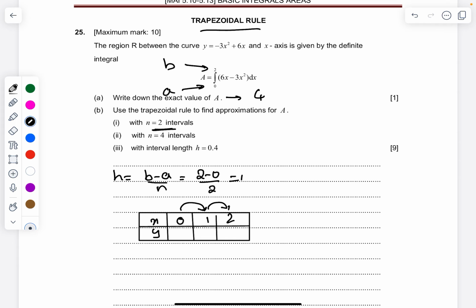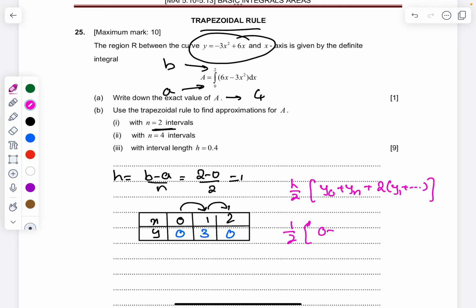So now plug in here, y equals 3x squared plus 3x. Substitute 0, you should be getting 0. Substitute 1, you will be getting 3, and substitute 2, you will be getting 0. Then what is the formula for the trapezoidal rule? h upon 2, first term plus last term plus twice the sum of remaining terms. So over here, h upon 2 is 1 upon 2, first term is 0 plus last term is also 0 plus 2 times the remaining term 3, which is going to be 3.